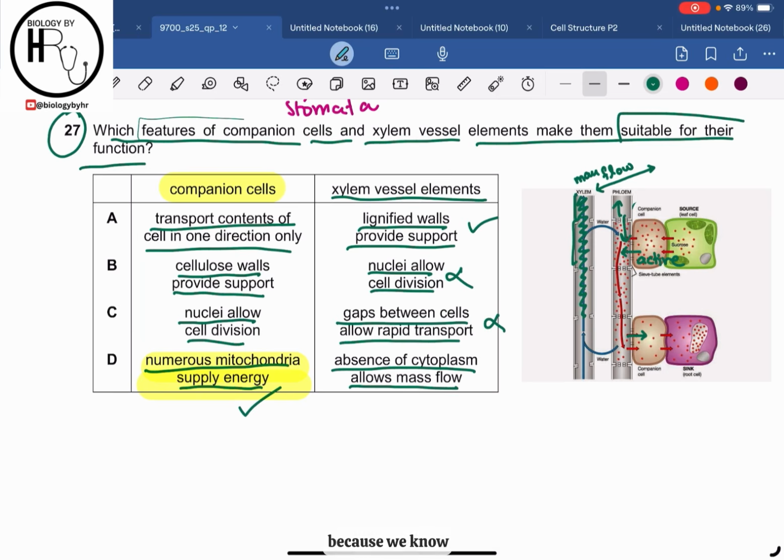Yes, this is correct, because there is the absence of the cytoplasm, so there will be least resistance for the water to go up the xylem vessel tubes. So hence the correct answer over here would be option D. I hope that this is clear to all of you.